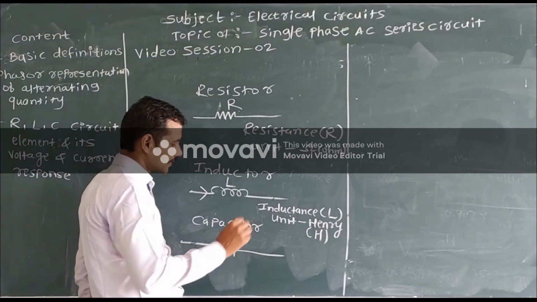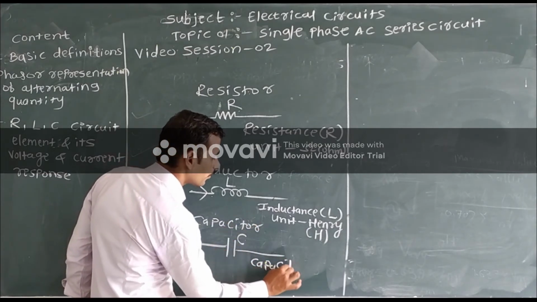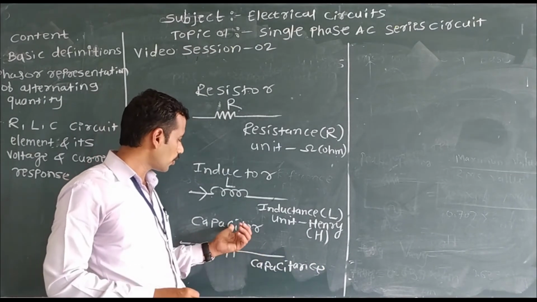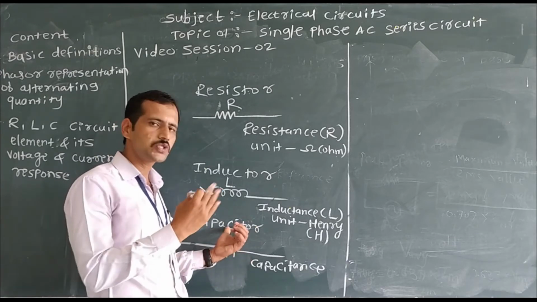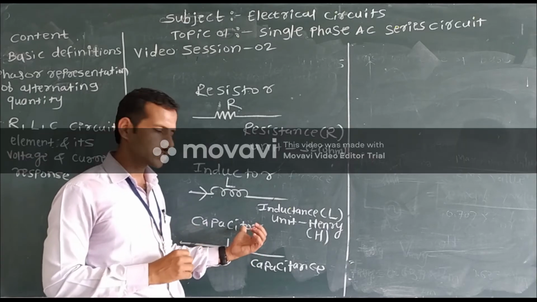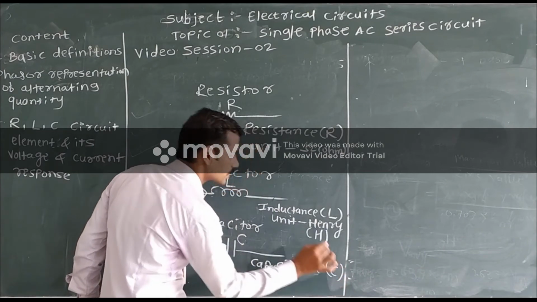Here, capacitance C is a property of capacitor which opposes the change in voltage. Whatever sudden change will be there in voltage, it will oppose that sudden change in voltage. Generally it is denoted by capital C, capacitance.